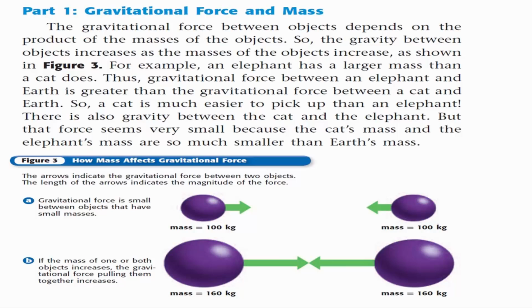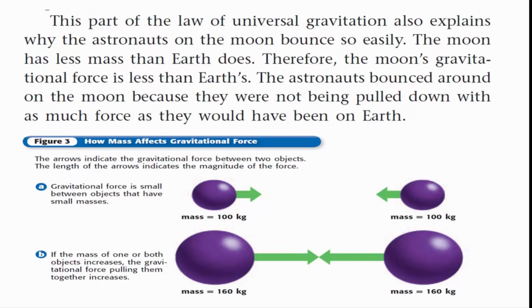There is also gravity between the cat and the elephant. But that force seems very small because the cat's mass and the elephant's mass are so much smaller than Earth's mass. This part of the law of universal gravitation also explains why the astronauts on the moon bounce so easily. The moon has less mass than Earth does. Therefore, the moon's gravitational force is less than Earth's. The astronauts bounced around on the moon because they were not being pulled down with as much force as they would have been on Earth.